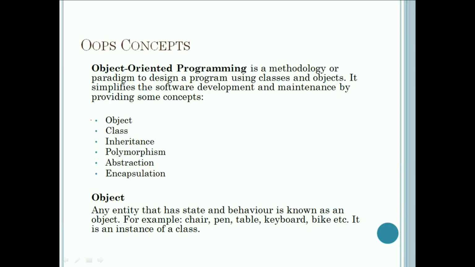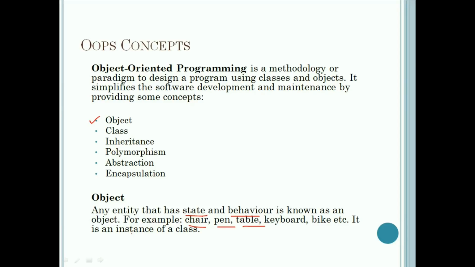What do you mean by object oriented programming? It is basically a technique to design a program using objects and classes. We are now going to talk about objects, classes and their usage. So what is an object? Any entity that has some state and behavior is an object. For example, chair, pen, table, keyboard, etc. They all are objects.